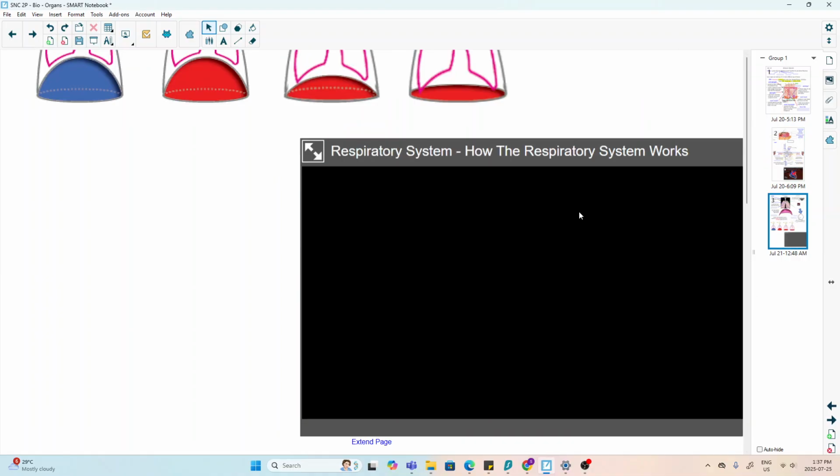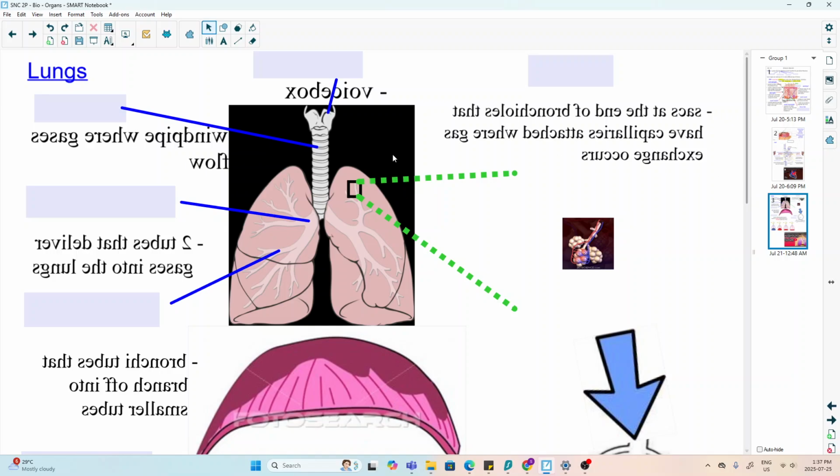Well, let's do the last system. The last system is the respiratory system. Okay, the lungs. We'll talk about the lungs. Right up here is the larynx, and that's where the Adam's apple is. That's your voice box. That's how you make sound when you speak. So that's the larynx.